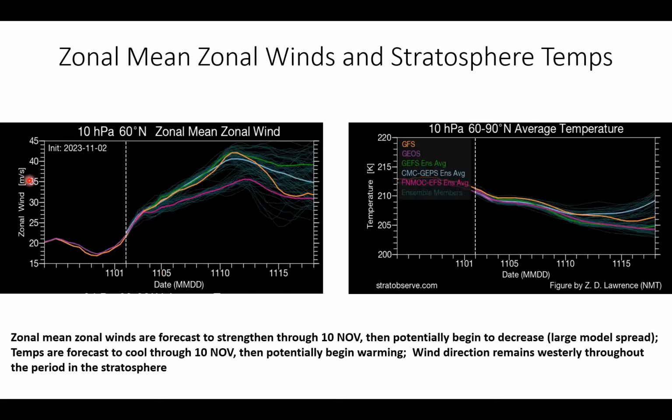Now, anytime it's a positive wind speed value here, that generally indicates that the winds remain westerly throughout the period in the stratosphere. If these lines were to dip below the zero line into negative wind speeds, that would be indicative of a wind reversal from west to east in the stratosphere and a significant sudden stratospheric warming.